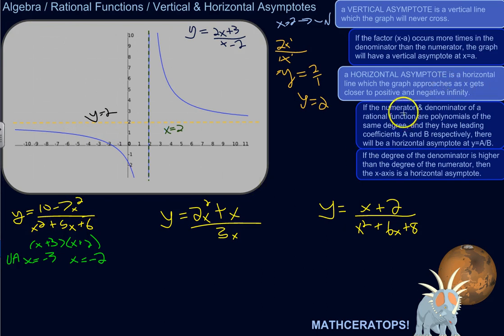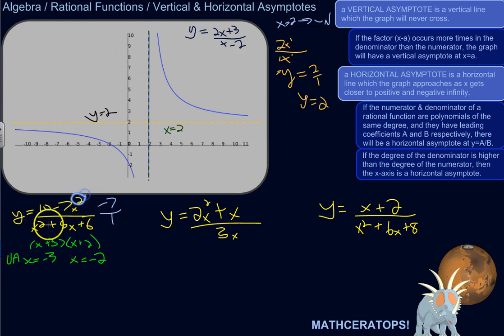If the numerator and denominator of a rational function are polynomials of the same degree, which they are, the other rule is if the degree of the denominator is higher than the degree of the numerator, then the horizontal asymptote is the x-axis. In this case, both these polynomials are second-degree polynomials. So the leading term of the numerator is -7x squared, because that is the term with the highest degree. The leading term here is 1x squared.